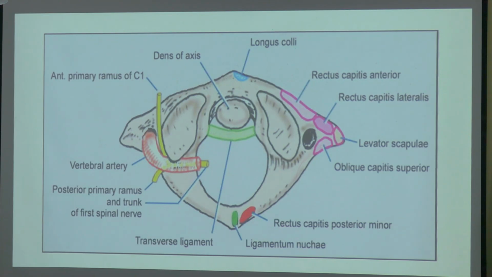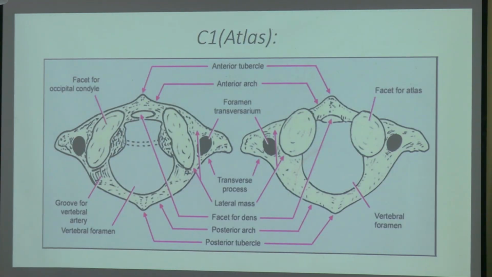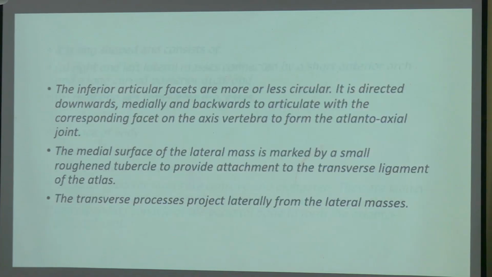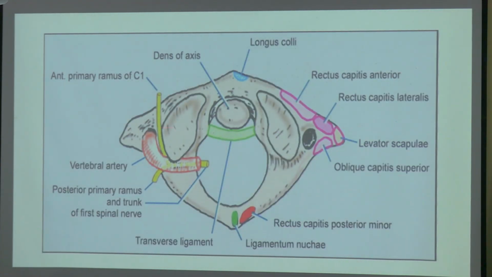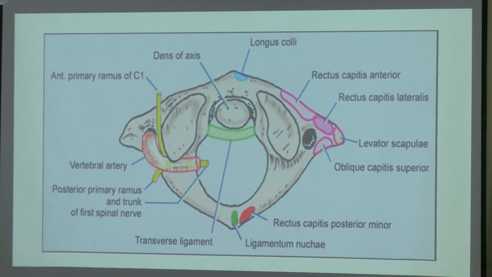This is the transverse process, and this area was the groove for the vertebral artery. If it is named the groove for the vertebral artery, what will it have? Obviously, the vertebral artery, right? Now see the attachments. This was the transverse ligament, and adjacent to the anterior tubercle, which muscle is present? You can see the fibers of longus colli, adjacent to the anterior tubercle.